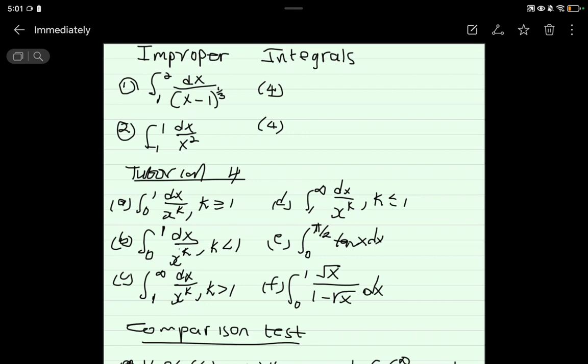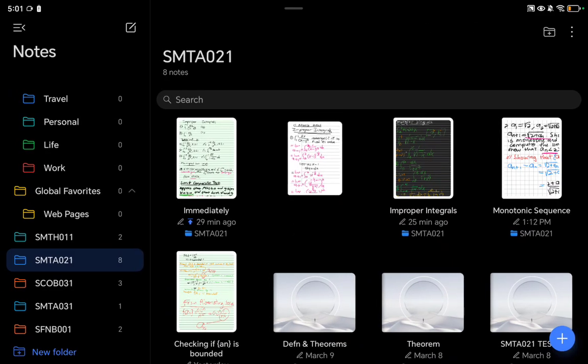Okay, I'm going to do A and C, right? Between A to D, so I'm going to do AC, it's fine. After that, E I'm going to do, F I'm going to do. So A is when K is greater than or equal to 1, right? K is greater than or equal to 1.